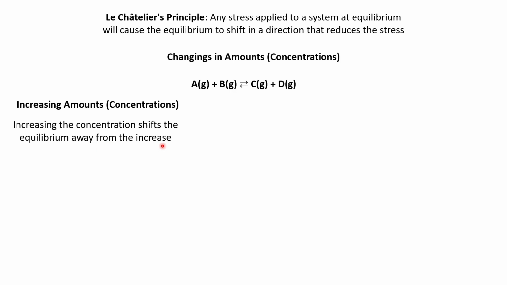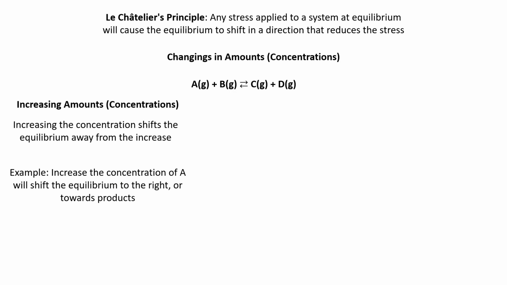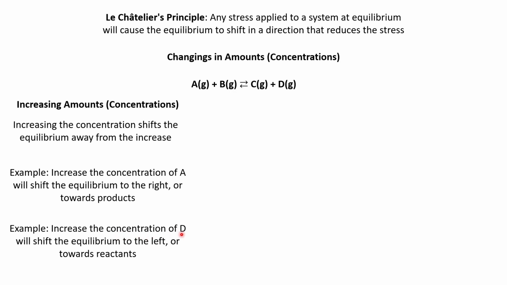Now let's get really specific. So let's increase the concentration of A. If we're going to shift away from the increase, we're going to shift the equilibrium to the right or towards the product. Now let's look at what happens if we increase a product. So let's increase the concentration of D. Again, we're going to shift the equilibrium away from the increase, so that will shift the equilibrium to the left or towards the reactants. So if you are increasing an amount of a reactant or a product, your equilibrium is going to shift away from that increase.